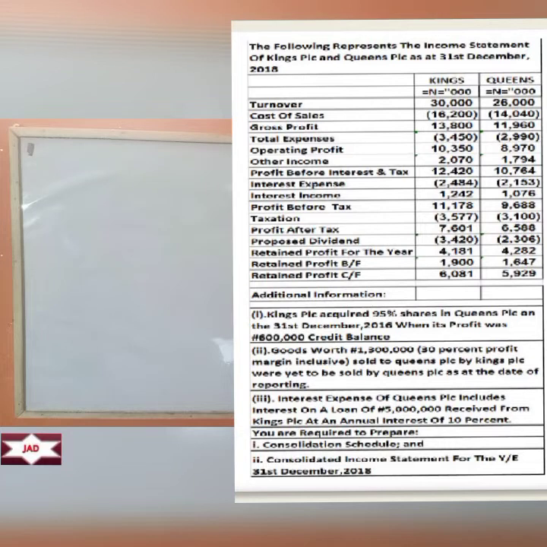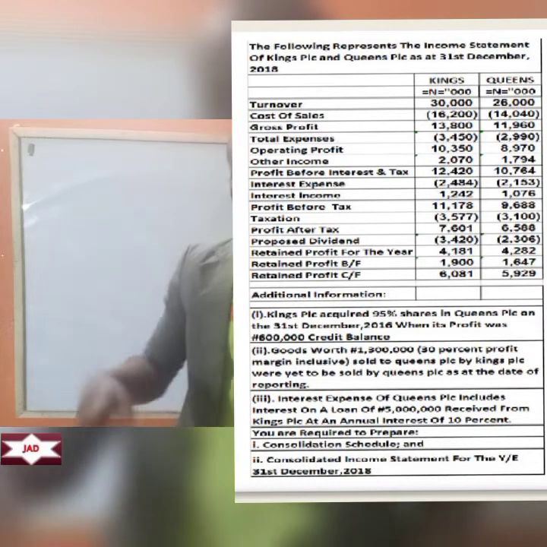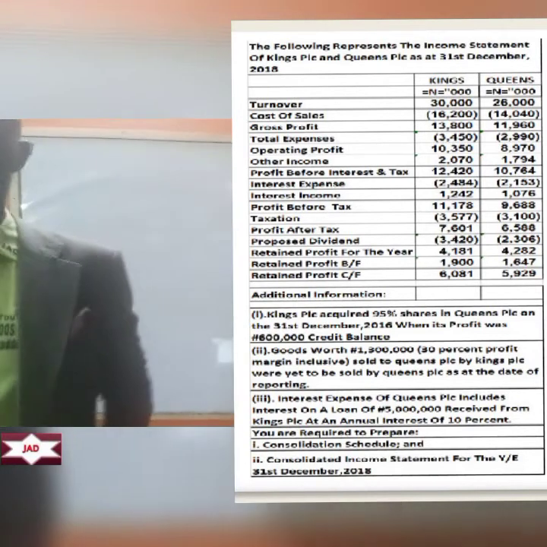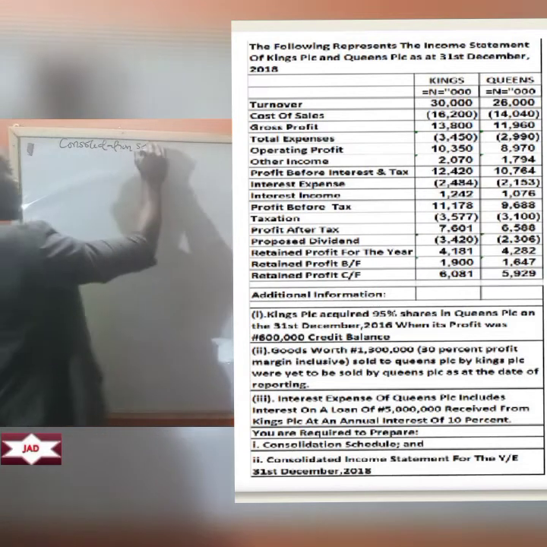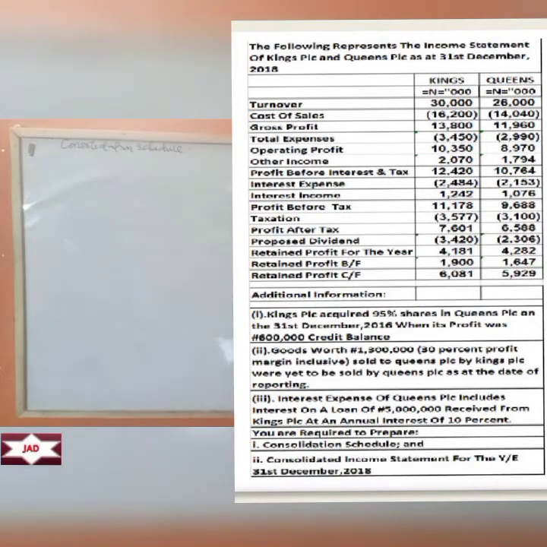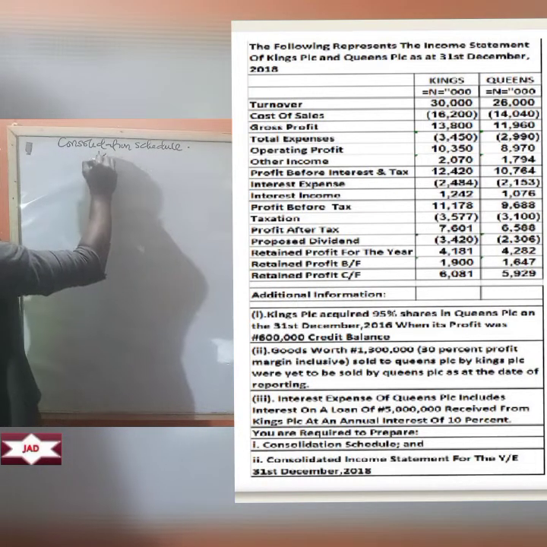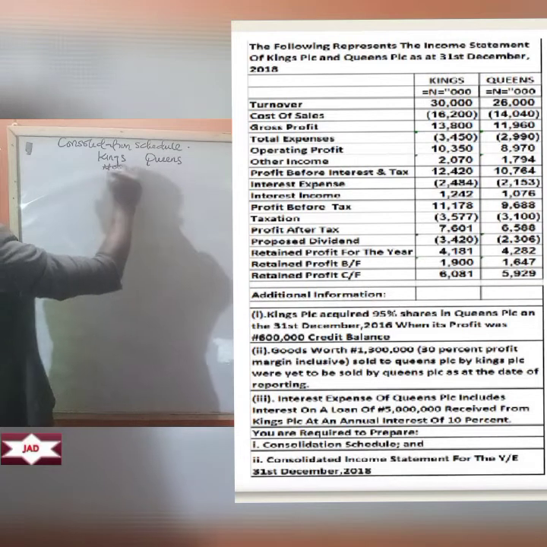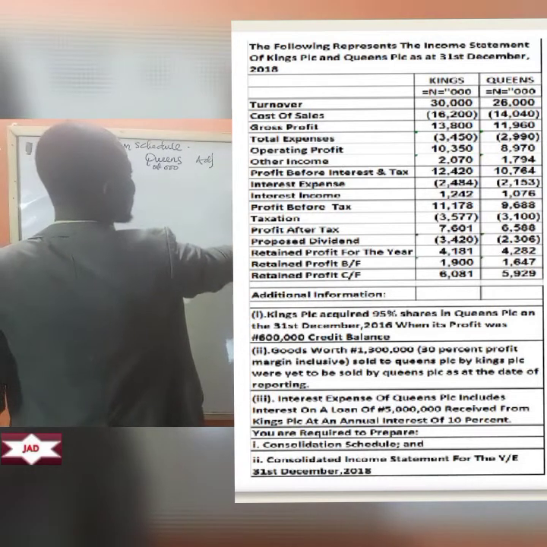So this here is an income statement where they're trying to test intragroup interest on loans, or interest on intragroup loans rather. Okay, so here let's go. So we have the consolidation schedule. So we have, of course, Kings here. We have Queens. So we have our adjustment. We have C, P, and what L, right?